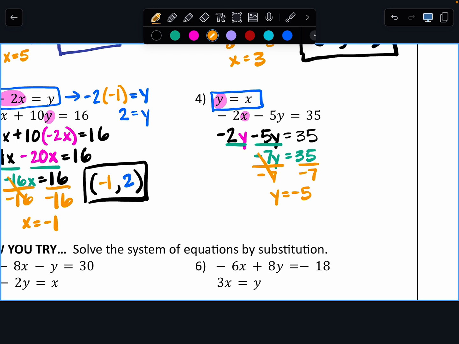So now that I know that y is -5, I can substitute in -5 for y equals x. So remember, we knew that x and y were the same. So x is -5 and y is -5. So -5, -5 is the solution.